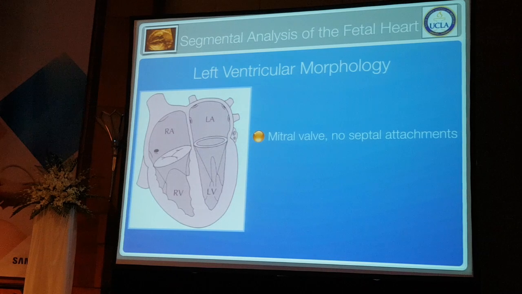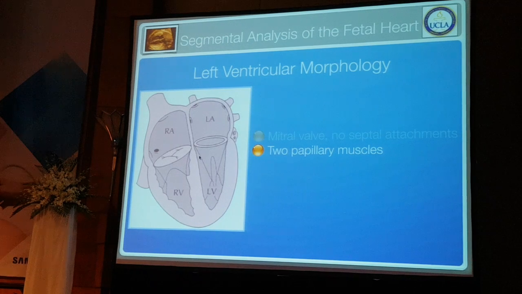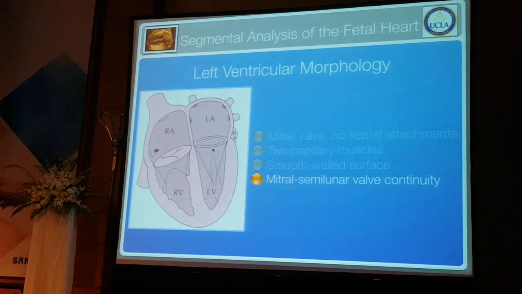So now we can look at the left ventricle. The left ventricle has a mitral valve that does not attach to the septum. There are generally two papillary muscles rather than multiple on the right. And the left ventricle is relatively smooth walled. As I mentioned, there's mitral aortic continuity, or I say here mitral semilunar valve continuity, because you might have transposition where the pulmonary valve comes off the left ventricle, but it's still a left ventricle without that conus. So you have mitral pulmonary continuity.